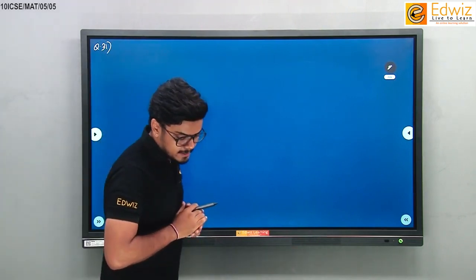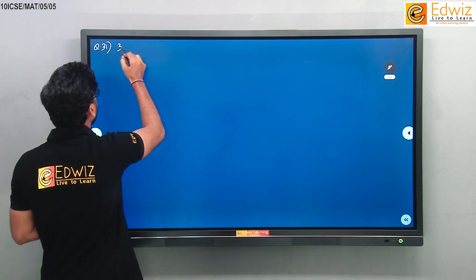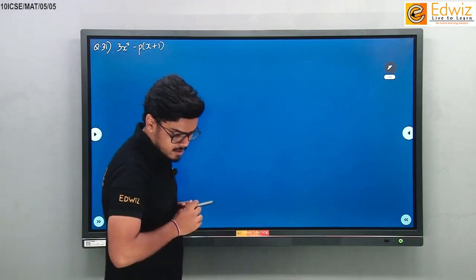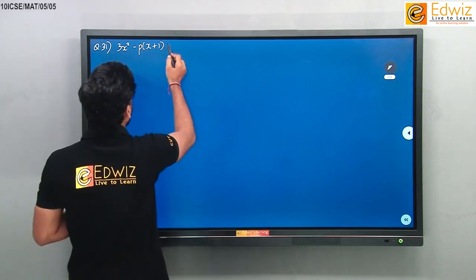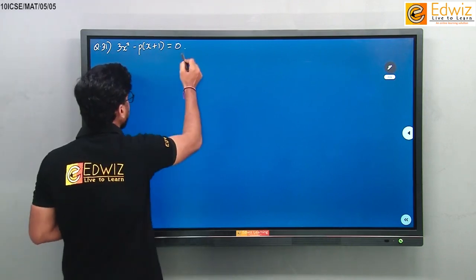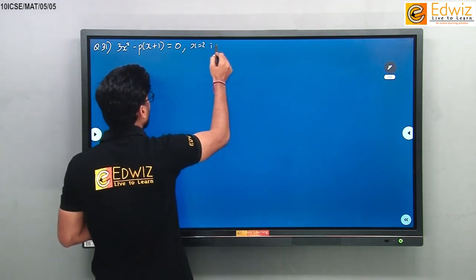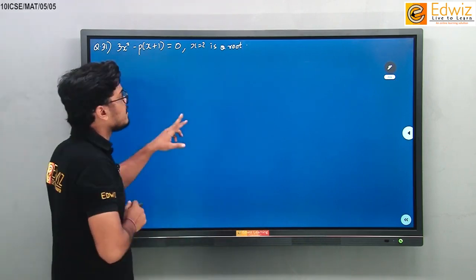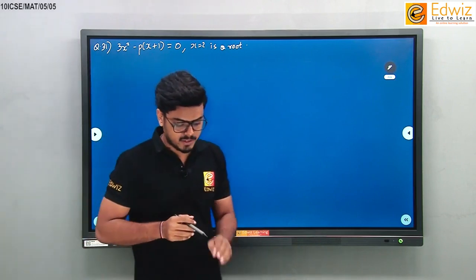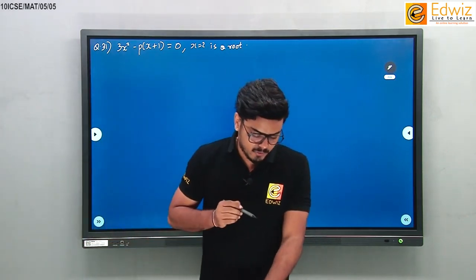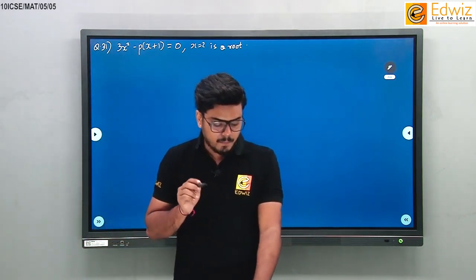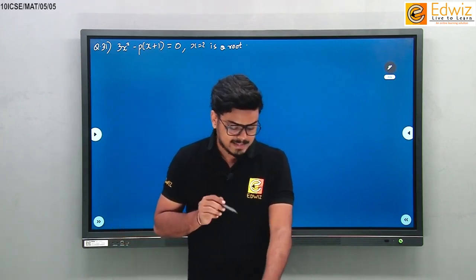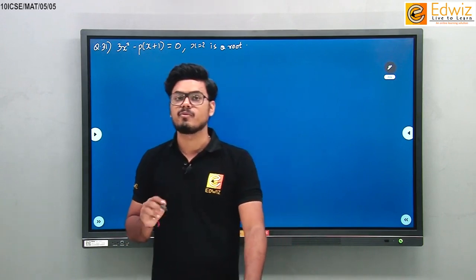The equation is 3x square minus p multiplied by x plus 1 equals 0. And x equal to 2 is a root of this equation, and the remaining part of the question, that the equation px square minus qx plus 9 equal to 0 has equal roots. Find the values of p and q.